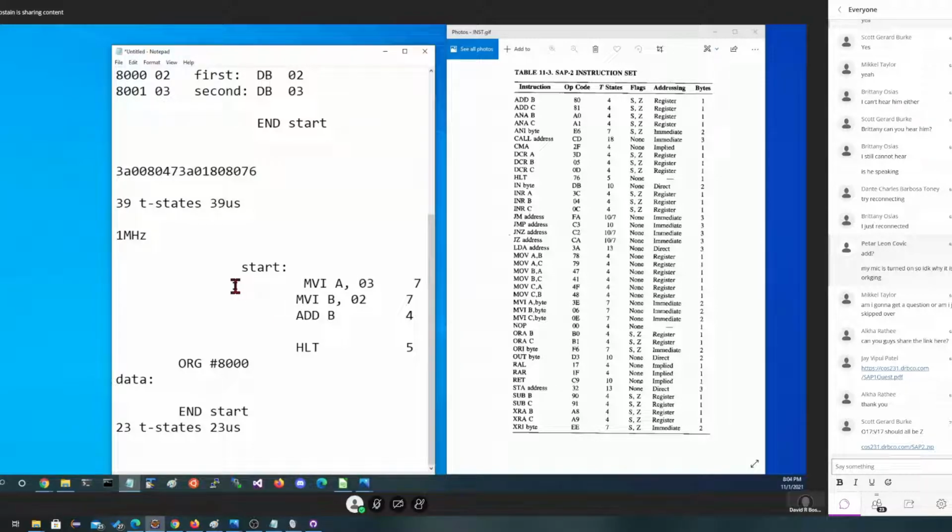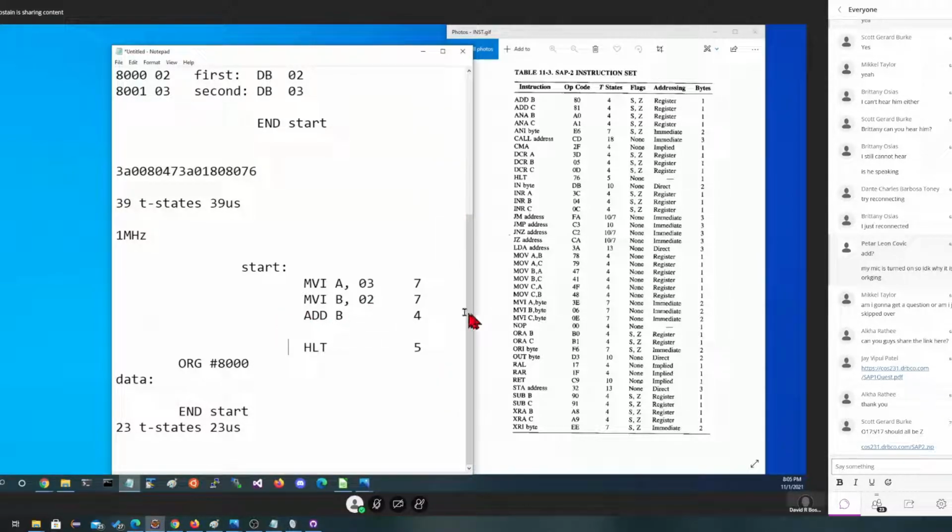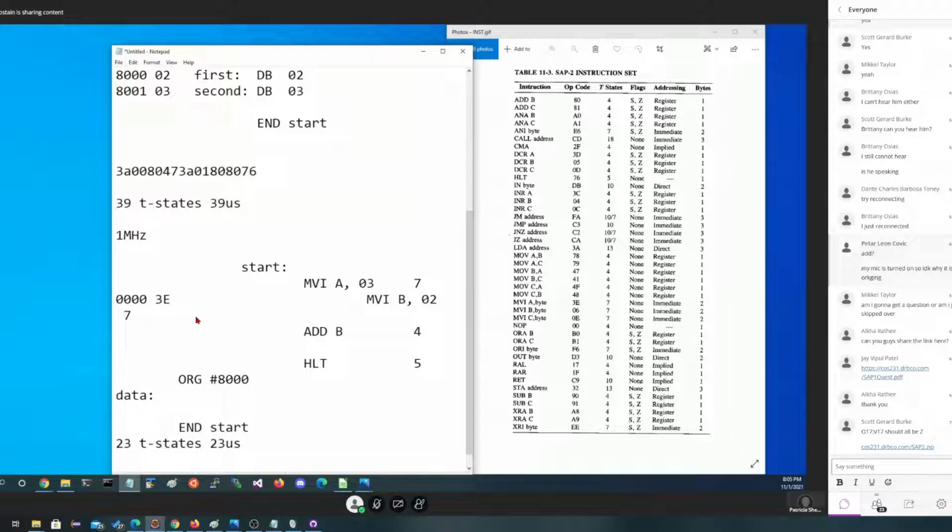What is jumping over there so far? Okay, what's the move immediate opcode? Move immediate A. Patricia? 3E. So we got add address 0. We have a 3E, and now we need the data part, which is the 02.